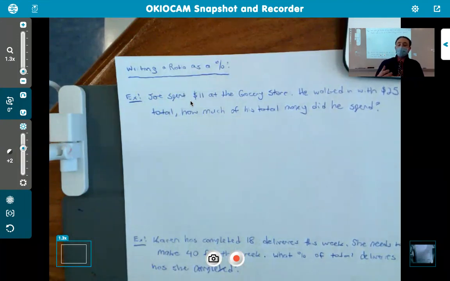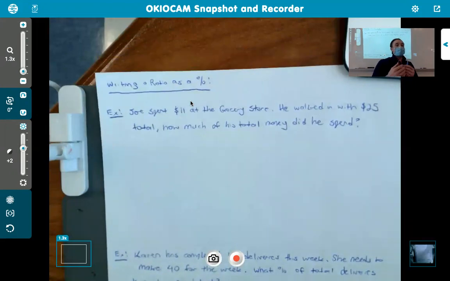All right. So we're going to take a fraction of some example that we're given, convert that proportion to a fraction and then to a percent, just like we've done before. So we've dealt with just being given the numbers. Now we're going to actually apply it to a real life situation. Okay. So why don't you take a second, if you need to, and follow along and write down this particular example. It says Joe spent $11 at the grocery store.